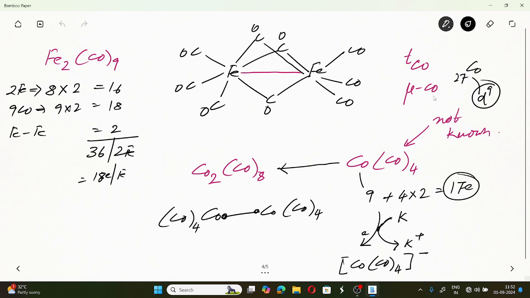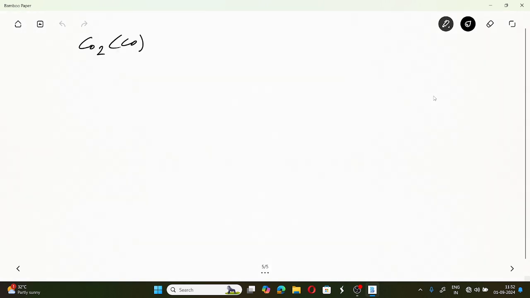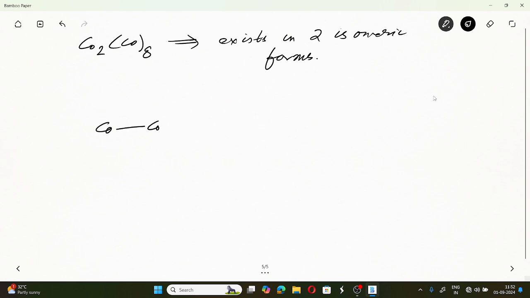Now if you look at the structure of Co2(CO)8, it exists in two isomeric forms. So this is important. One, as we have mentioned, there is a metal-metal bond and the geometry around each cobalt is TBP.